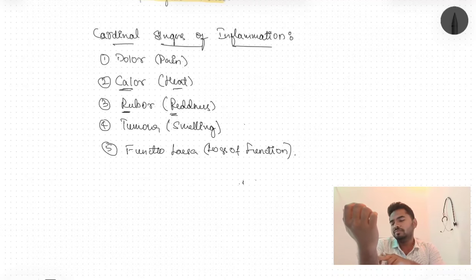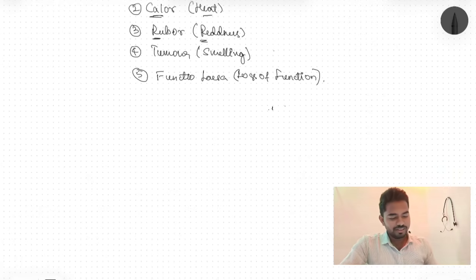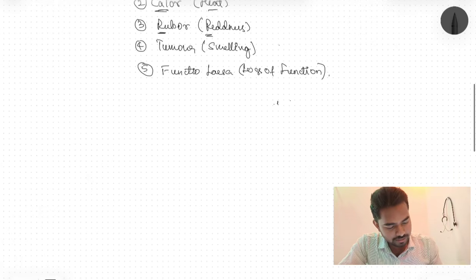Loss of function means the main function of the skin is sensation, right? When there is a mosquito bite, we cannot sense there. If you just want to try, take some tiny hair, or you can prick a hair and roll it on the mosquito-bitten site. You cannot sense it. It's an inflammation. Interesting, right? Okay.